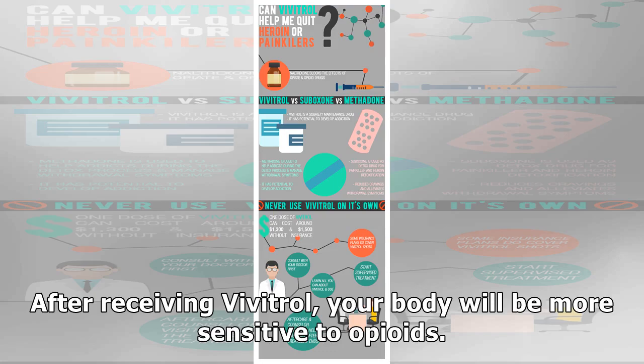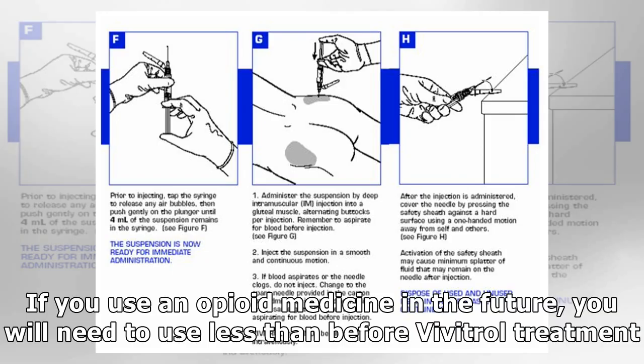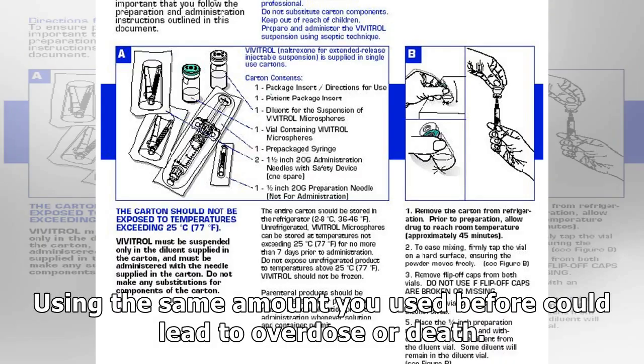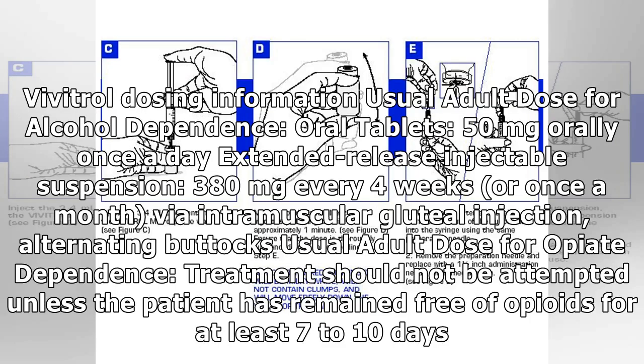After receiving Vivitrol, your body will be more sensitive to opioids. If you use an opioid medicine in the future, you will need to use less than before Vivitrol treatment. Using the same amount you used before could lead to overdose or death. Vivitrol dosing information: usual adult dose for alcohol dependence: oral tablets, 50 mg orally once a day; extended-release injectable suspension, 380 mg every 4 weeks, or once a month, via intramuscular gluteal injection, alternating buttocks.